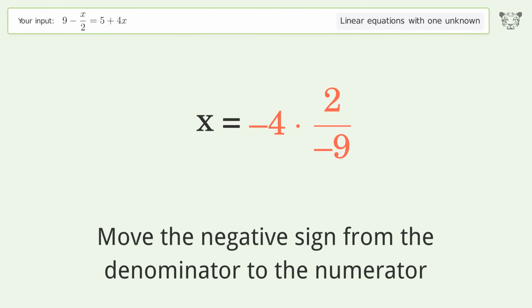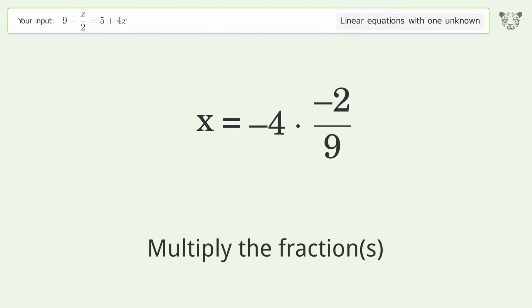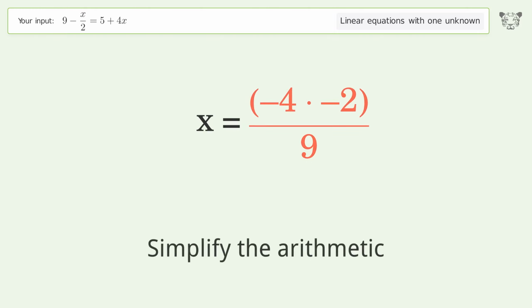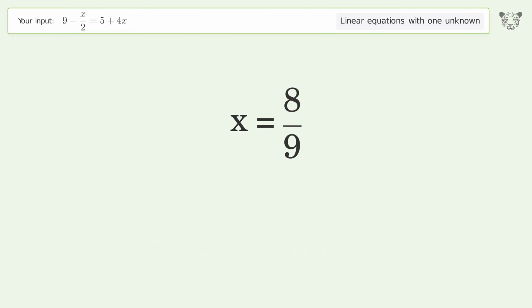Move the negative sign from the denominator to the numerator. Multiply the fractions. Simplify the arithmetic. And so the final result is x equals 8/9.